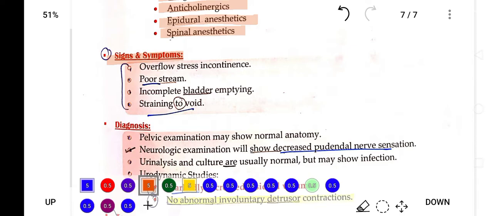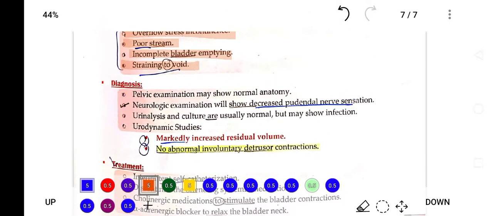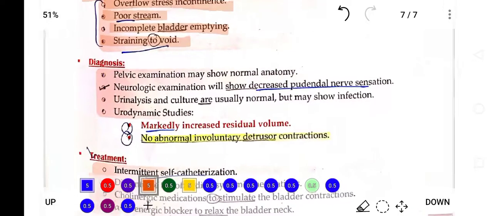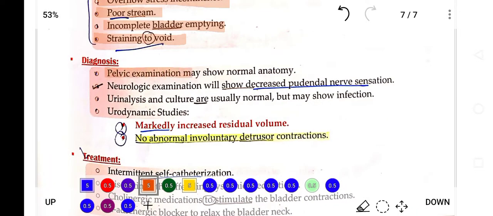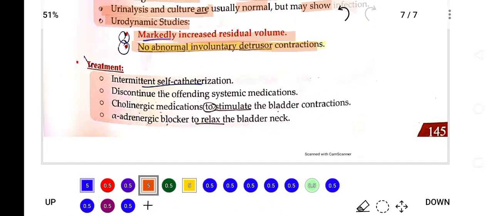Now, what are the signs and symptoms of overflow incontinence? Stress incontinence, poor stream, incomplete bladder emptying, and straining to void are the common signs and symptoms. How can one diagnose? Pelvic examination may show normal anatomy, neurological examination will show decreased pudendal nerve sensation, urinalysis and culture are usually normal but may show infections. Urodynamic studies show markedly increased residual volume. No abnormal involuntary detrusor contraction occurs, because this is not the cause of detrusor, but there are other causes.